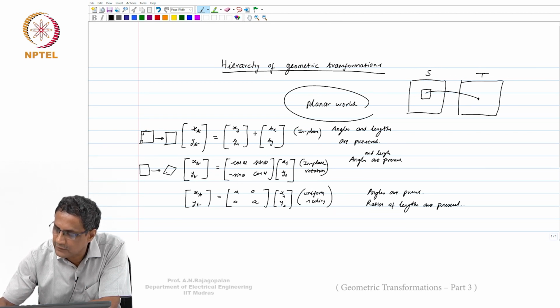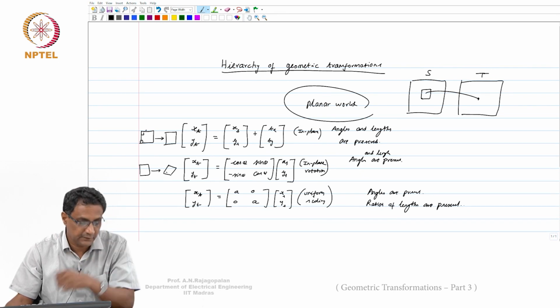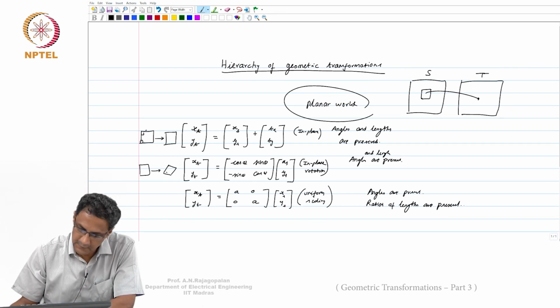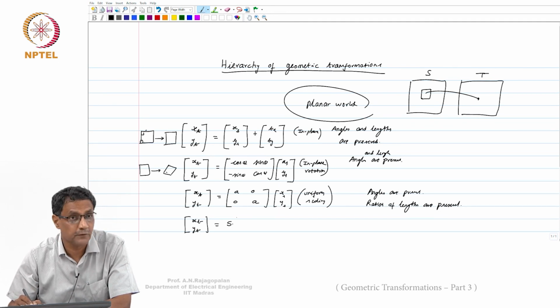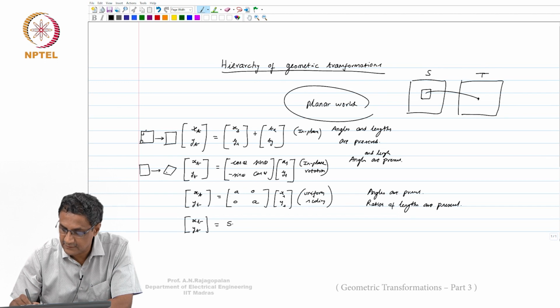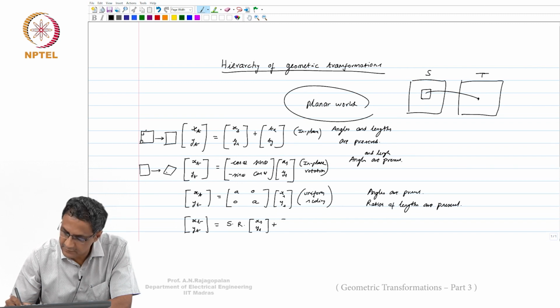So the idea is, what do these kinds of transformations do to your image, right? That is what we are interested in. Then up the hierarchy, the next one that comes up is xt yt equal to, let's say, scale, which is actually uniform scaling. If I call this S, this is uniform scaling. Then rotation, this is in-plane rotation, R, and then you have your xs ys plus tx ty.